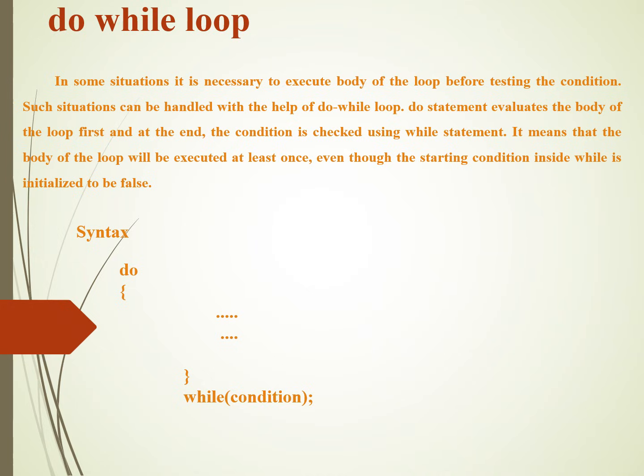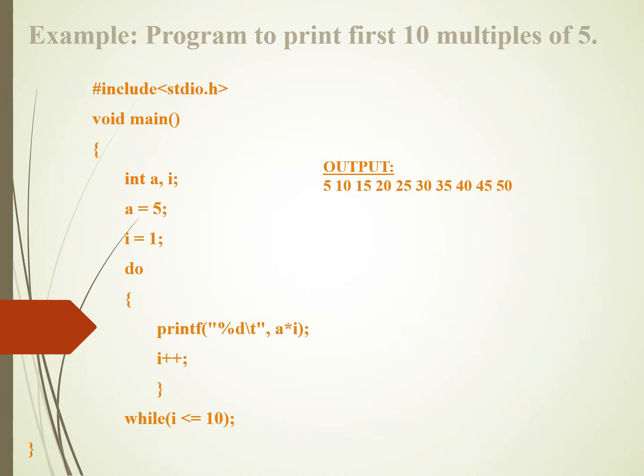The syntax begins with the do keyword followed by the statements inside the braces, and after closing the braces the while condition is written. This loop is useful when at least one execution of the loop body is necessary. Let's see an example. In this example, the program prints the first 10 multiples of 5.